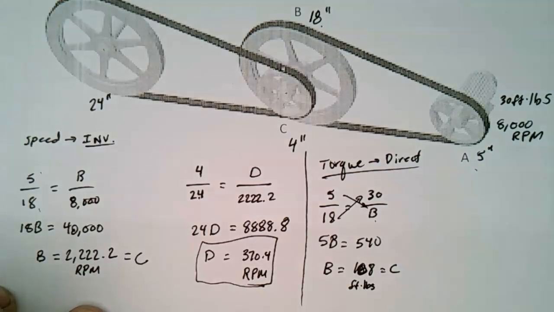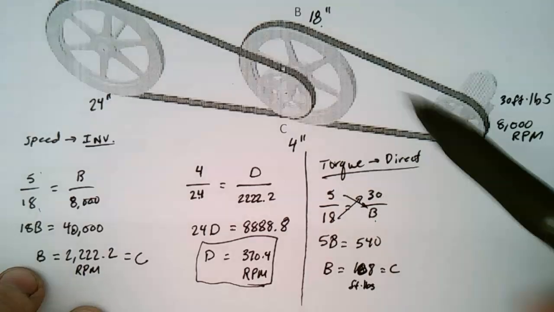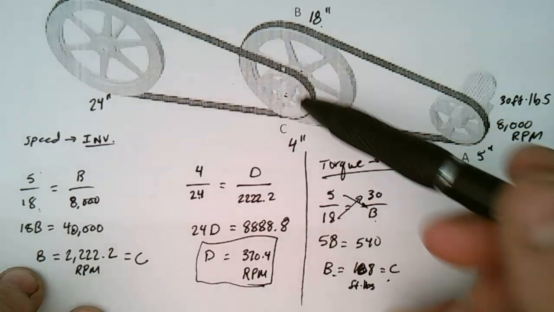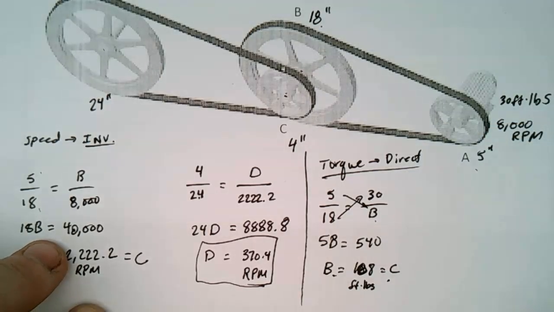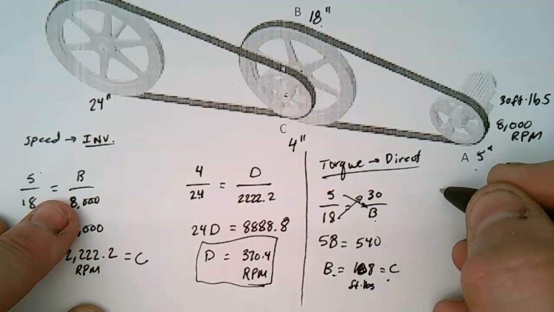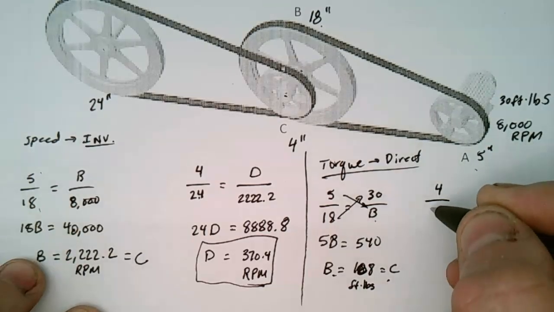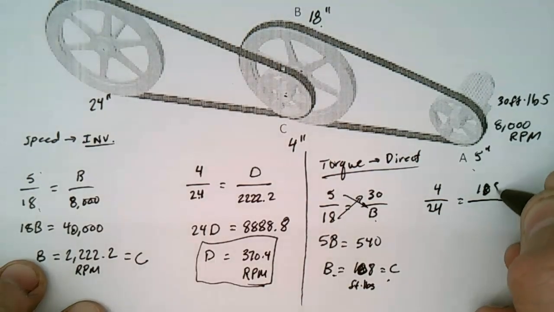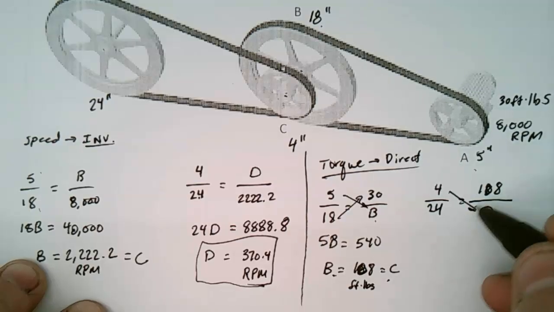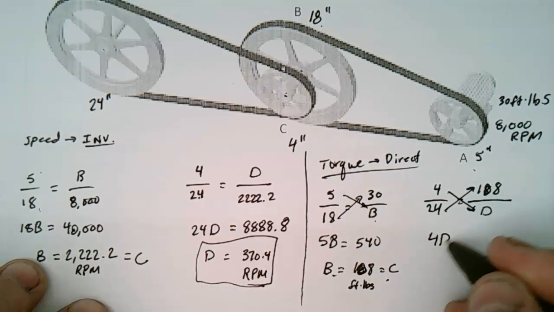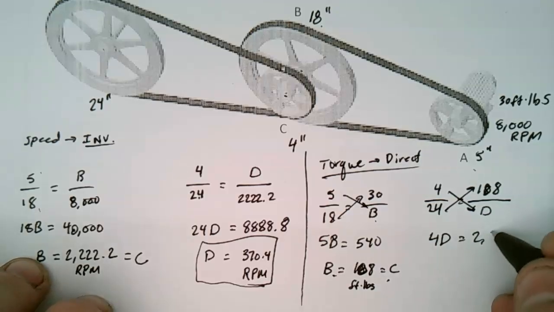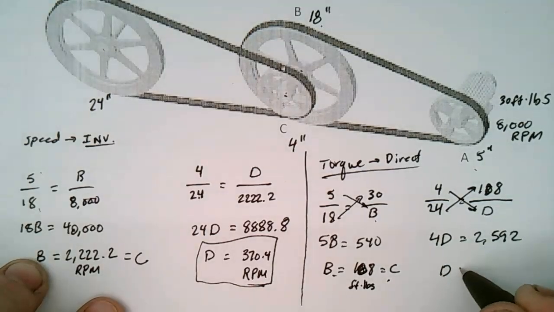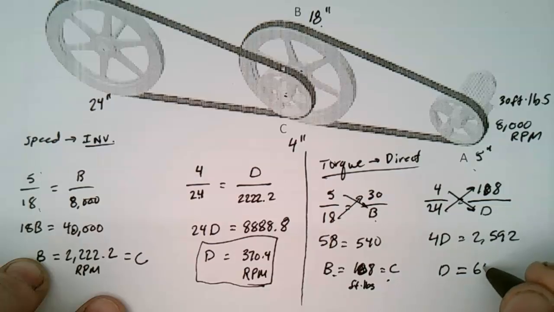Okay, so that's C. So then I come over here, why is this equal to this? Because they're on the same shaft. Whatever this one's doing, this one's also doing. So now let's go. We're going to say C over D equals C over D. So we cross multiply, we get 4D equals 2,592. That's 108 times 24. And then we divide by 4, and we get D equals 648 foot-pounds.